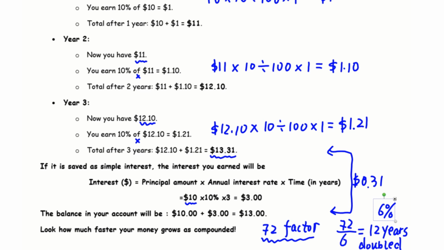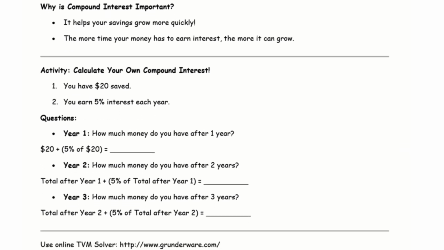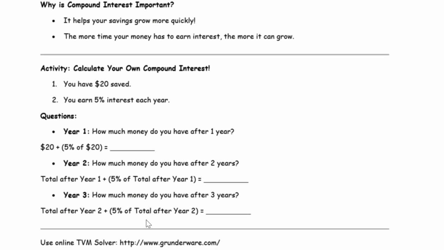After that, we are going to see that we don't want to do the compound interest year by year. We have an online calculator we can use. But first we are going to practice doing it year by year, and after that we are going to compare it with a TVM solver, okay? So this is compound interest.